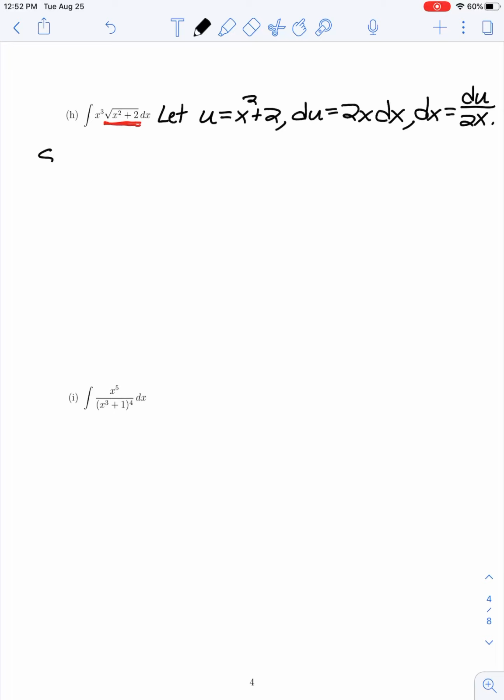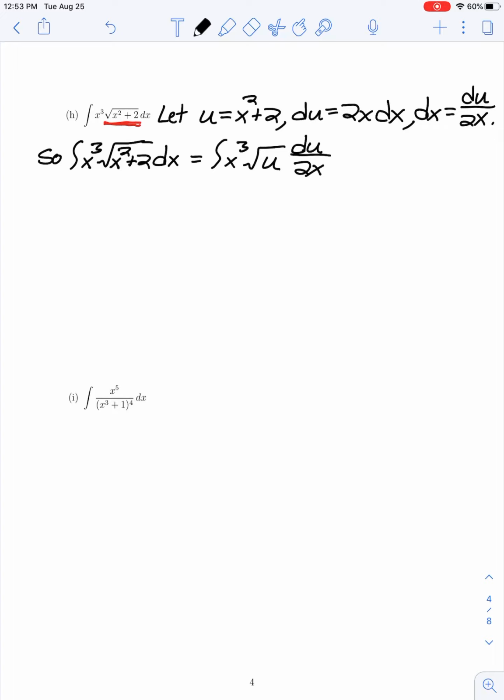So let's see what happens here. Now our original integral, which was x cubed times the square root of x squared plus 2 dx, can now be rewritten as the integral of x cubed times the square root of u, and then the differential dx on the end we solved for as du over 2x.